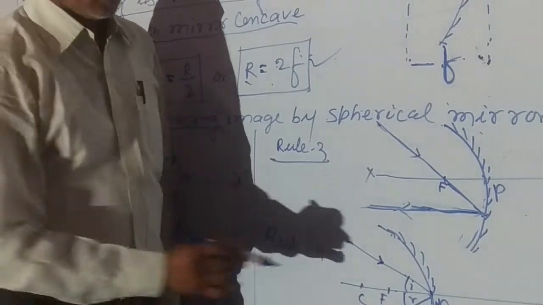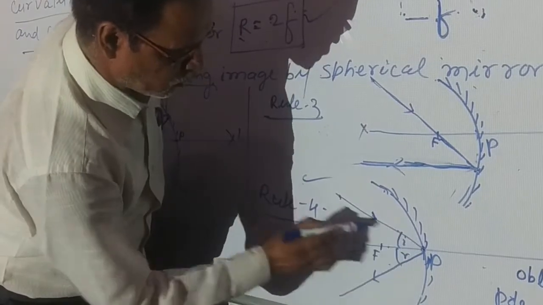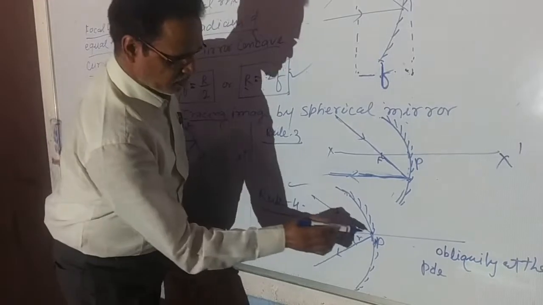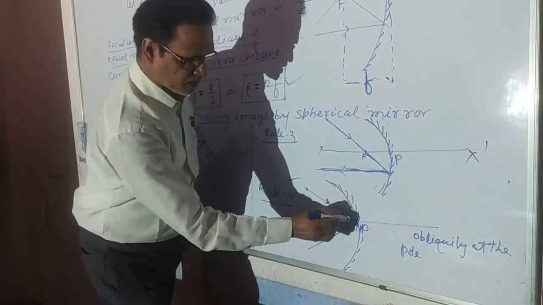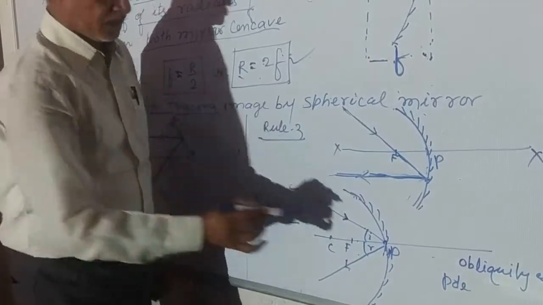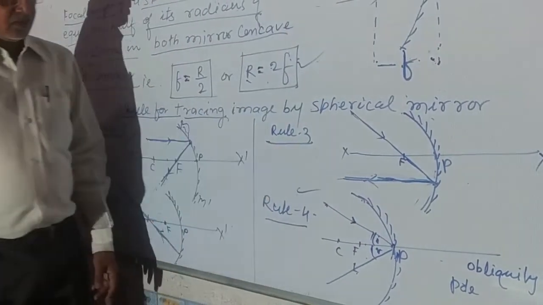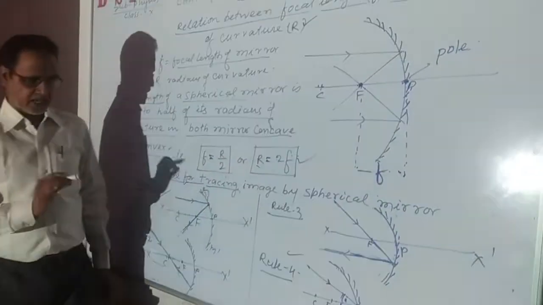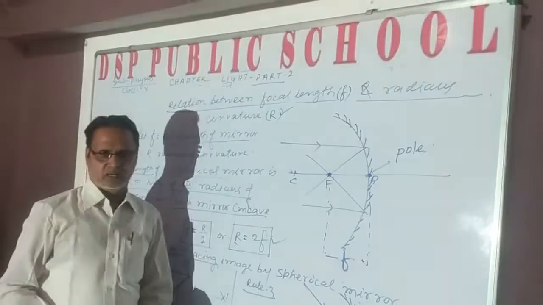And fourth rule: when the incident ray falls obliquely at the pole, obliquely at the pole fall करता है, then after reflection it is reflected back following the law of reflection, that is angle I is equal to angle R. Okay, this is the fourth rule. On the basis of these rules, we trace and show the image formation by concave mirror.